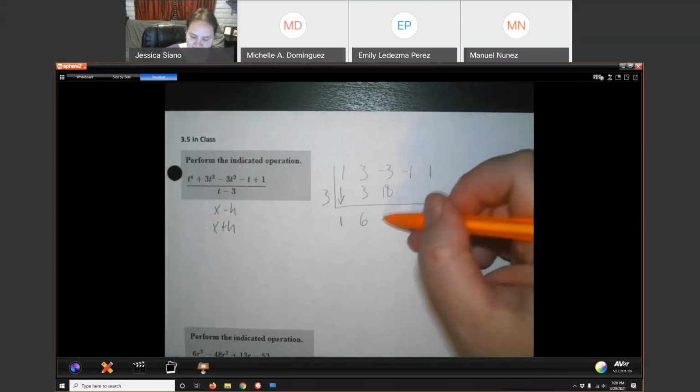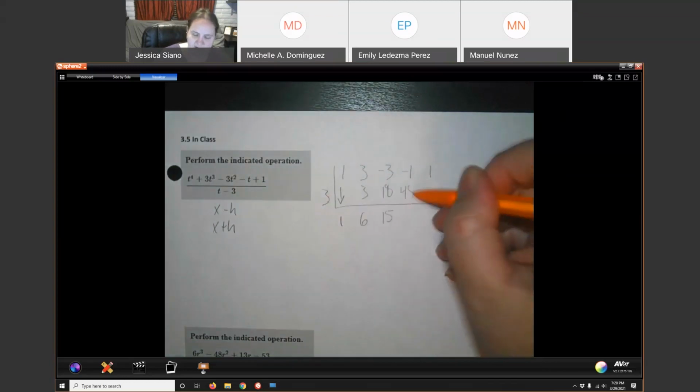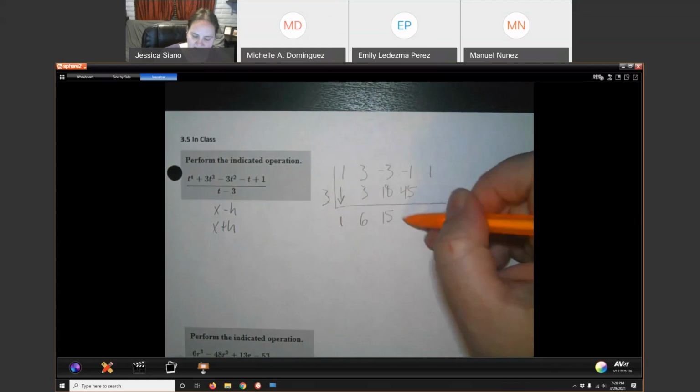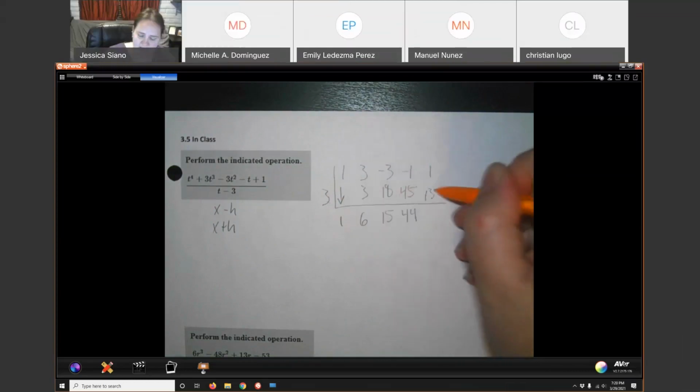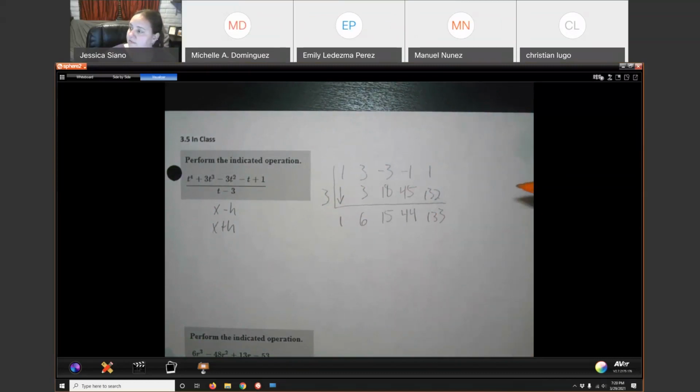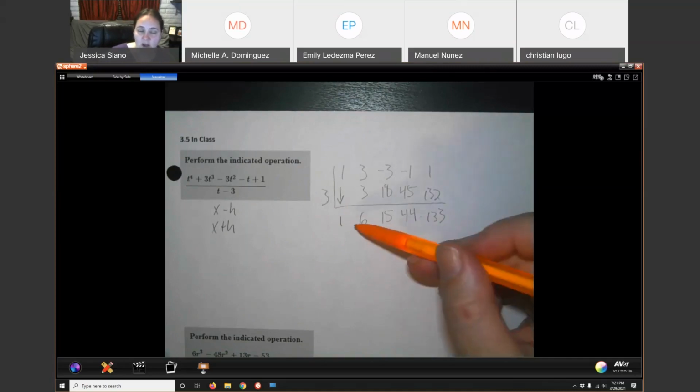Add, multiply, add, multiply, add. And so these are the coefficients of my answer.